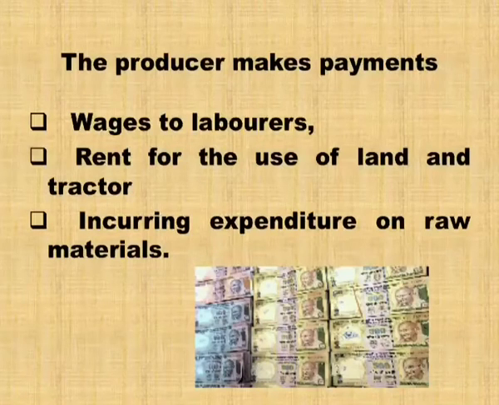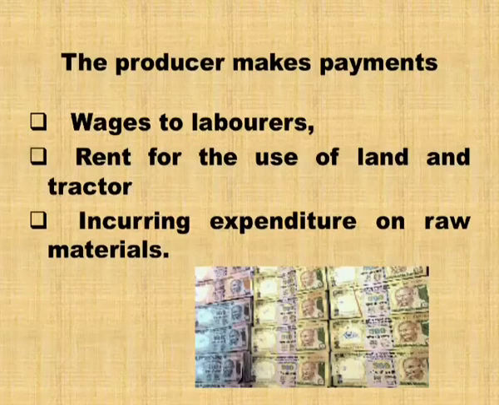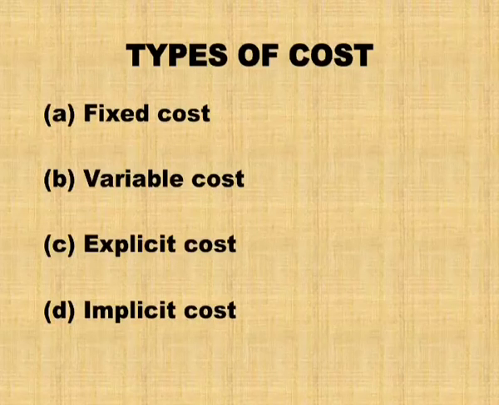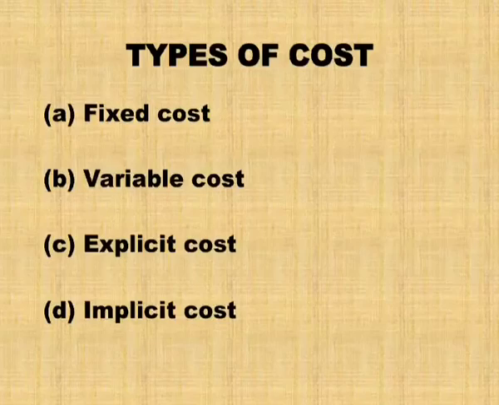In this example, the sacrifice was made in terms of making payments such as wages to laborers, rent for the use of land and tractor, and purchase of raw materials, etc. You know, there are different types of costs. Costs can be classified into first and foremost fixed costs, second variable cost, third explicit cost, and fourth implicit cost. Let us discuss them one by one.